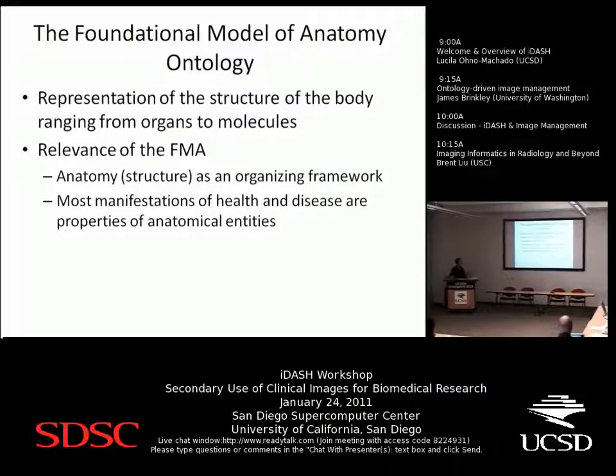Why do we think the FMA is foundational? It's because anatomy, or the structure of the body, is a very good organizing framework. Anybody who's been to medical school knows one of the first classes you take is anatomy. That's because not only do you need to understand anatomy to do a physical exam or any kind of surgery, you also find that anatomy is a good way to organize all the other information you're learning. That's primarily because most manifestations of health and disease can be seen as properties of anatomical entities.